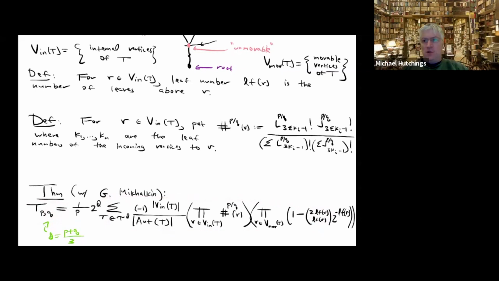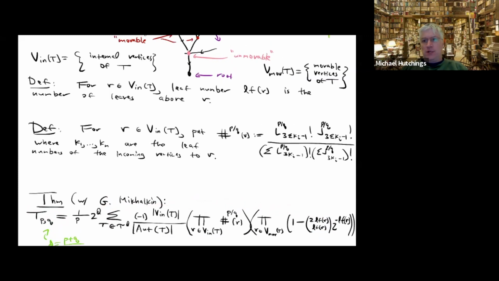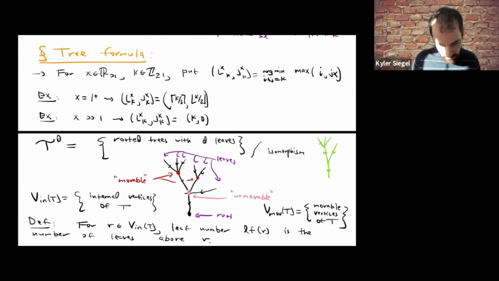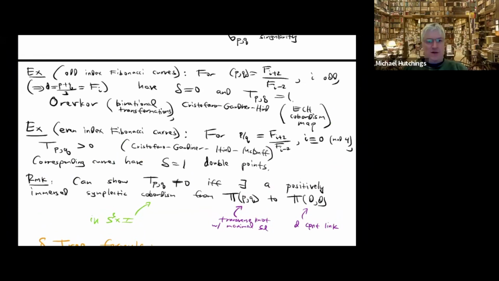I have a question. Can you go back up a little bit? You had a statement about finding symplectic cobordisms between torus knots. Oh yeah, I think it was this one right here. Yeah. Okay.